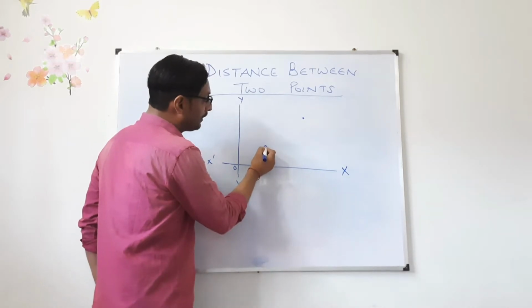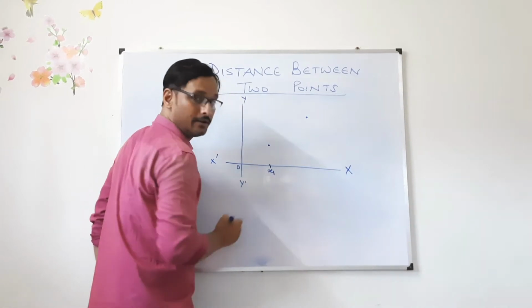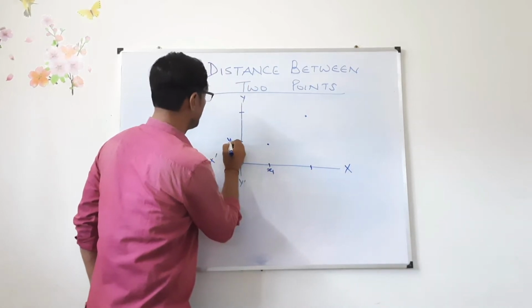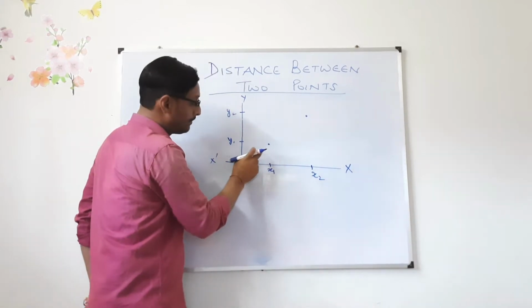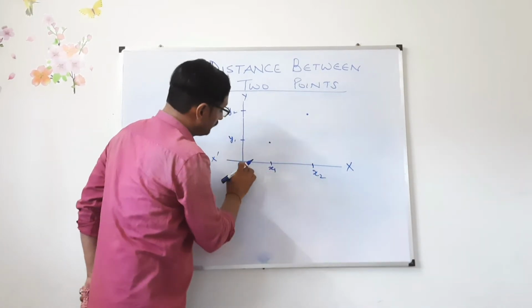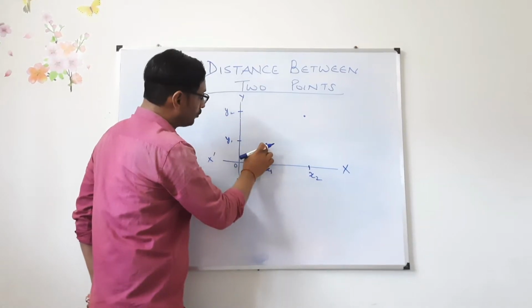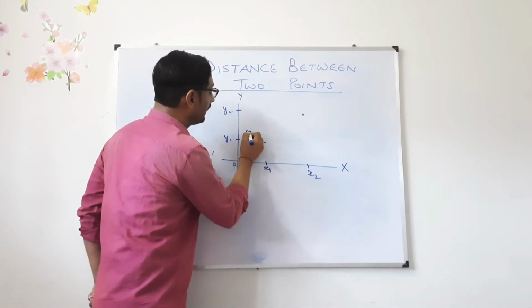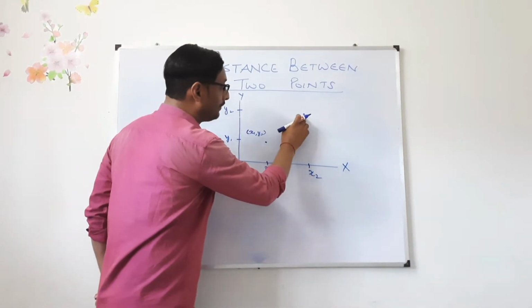So find out the coordinate of this point. From this side, if you go to this is x1. To reach over here, first you need to go to horizontal line, that means x-axis. So if you will be going up to x1, then you have to move up to y1. So what is the coordinate of this point? x1, y1.